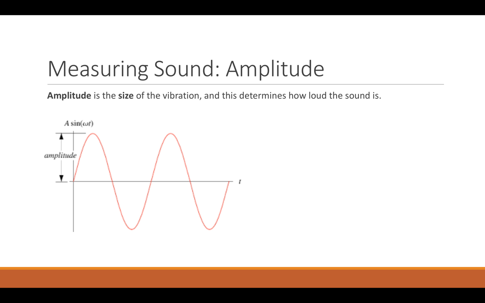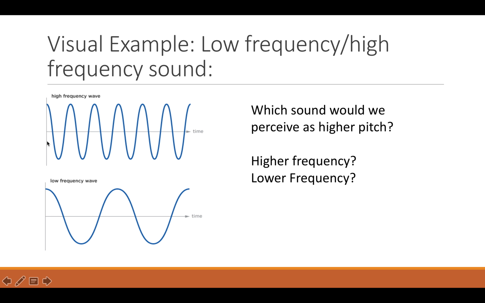Okay, so I mentioned the word amplitude, and the amplitude is the size of the vibration, and this determines loudness. So the higher the curve, the louder the sound. The more frequent the curve, the higher the pitch. Let me say that again. The higher the curve, the louder the sound. The more frequent the curve, the higher the pitch. So this would be a loud, high-pitched sound, right? Because it's occurring frequently and the curve is high amplitude.